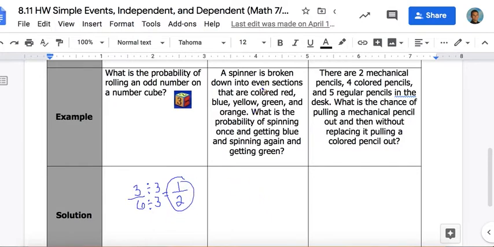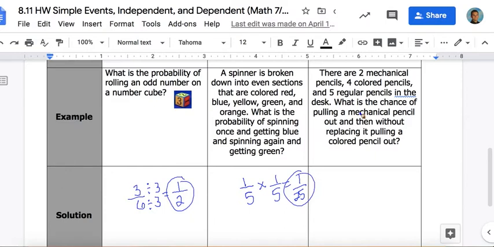Okay, the spinner's broken down with these colors. What's the probability of spinning once and getting blue, and spinning again and getting green? Those are independent of each other because you're not removing anything from the spinner. So we want the probability of blue. That's 1 out of 5: red, blue, yellow, green, and orange. And then green is also 1 out of 5. So 1 times 1 is 1, and 5 times 5 is 25. So it's 1/25.